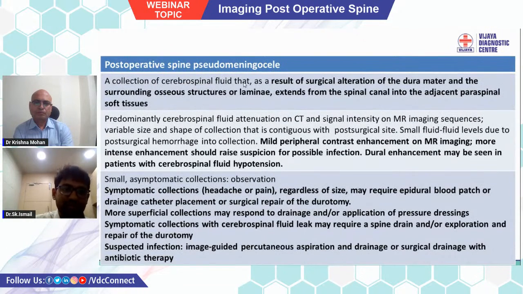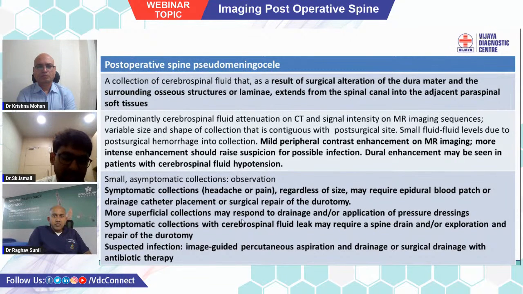Another common collection which we see is a pseudomeningocele, and pseudomeningocele is due to durotomy, and there is a large fluid collection present in the posterior paraspinal soft tissues, extending up to the dural thecal sac. It is not always possible to see the communication with the thecal sac. So in some cases, CISS or FIESTA heavy T2 weighted thin sequences are performed, and also sometimes CSF flow artifact can be seen.